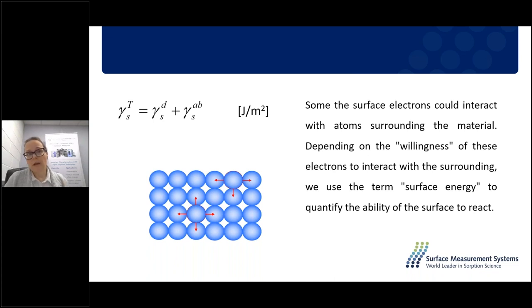Surface energy is the same as the surface tension, symbol gamma, and as Johanna mentioned also, it has different components. Dispersive and specific, and the specific can also be divided into two components, the acid and the base, so the Lewis acid and base components.